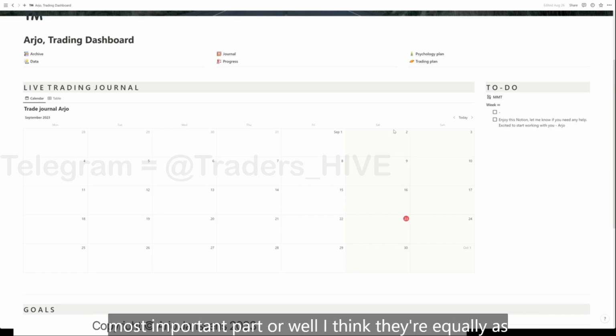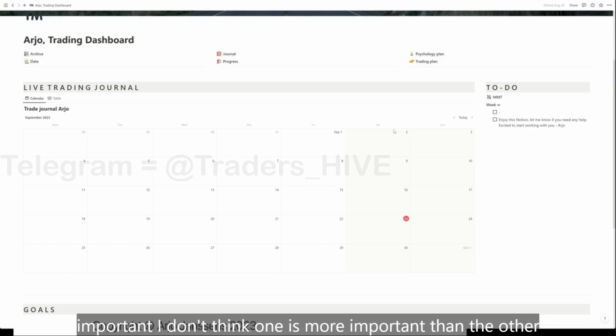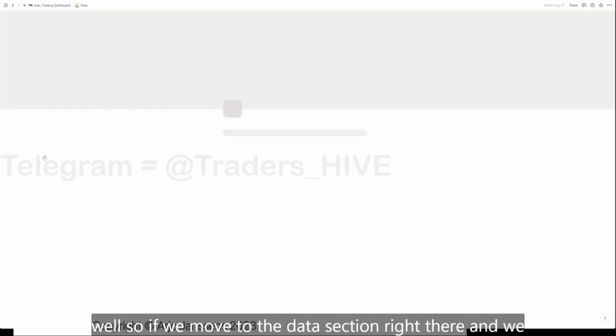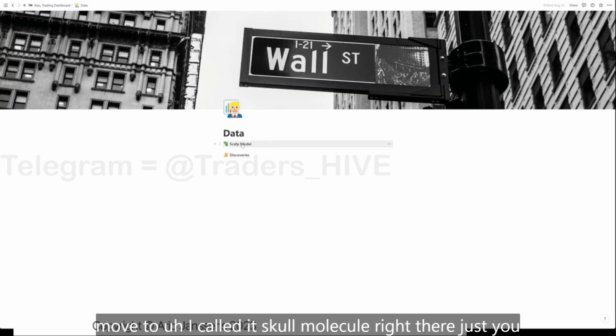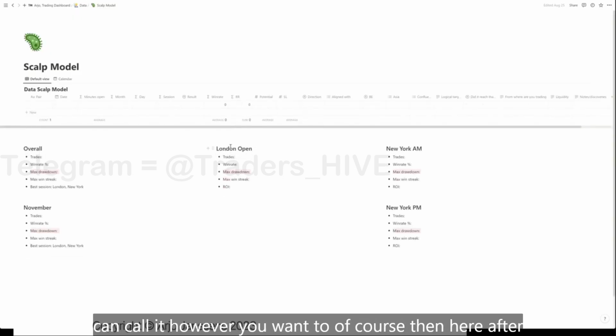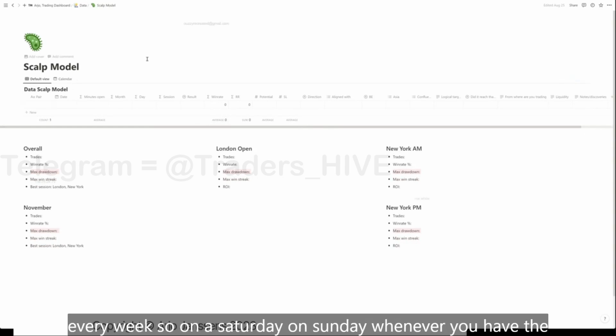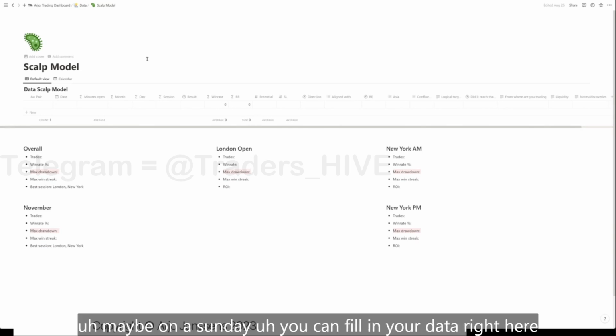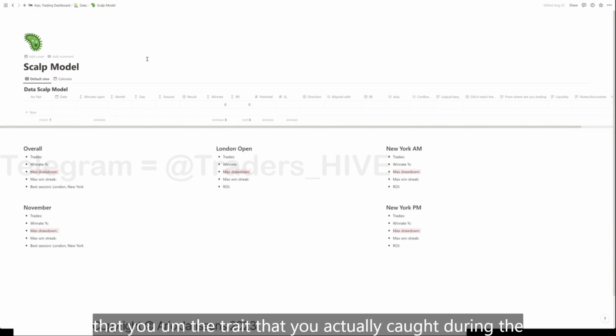Then the most important part, or well, I think they're equally important. I don't think one is more important than the other, of course, but this data section is extremely important as well. If we move to the data section right there, and we move to what I call the scalp model, you can call it however you want, of course. Then here, after every week, so on a Saturday, on a Sunday, whenever you have the time, it's also good to take a complete day off. So maybe on a Sunday, you can fill in your data right here, the trades that you actually caught during the week. That is very important.